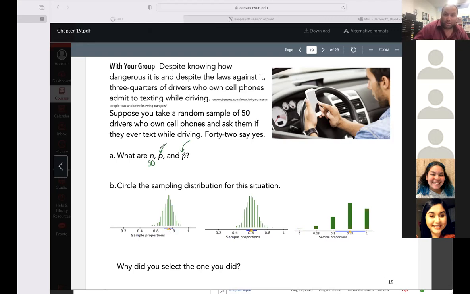P is the true proportion of drivers who text while driving. What is that value? What is the true proportion of drivers who text while driving? 0.84 then? 0.84 is not the true proportion. 0.84 is the proportion of my sample. 42 out of 50 is 84%. That's my sample proportion. What's the true proportion based upon the words written on this page?